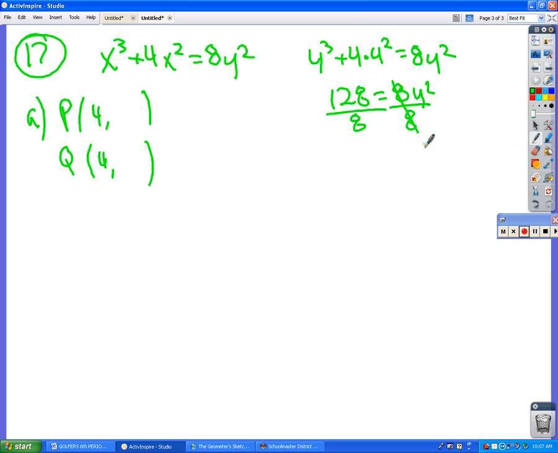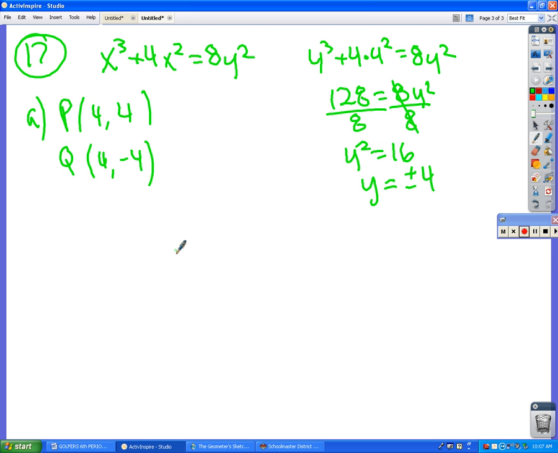Does 8 go in there evenly? Yeah, 16 times. Okay, so y squared equals 16, so y equals plus or minus 4. So P was the positive one and Q was the negative one, right?